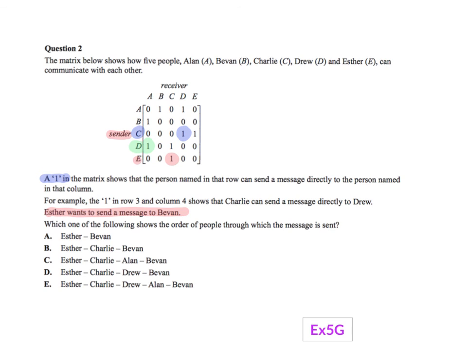So if we look at what we've done, we've gone Isa to, who did we go to? Charlie, to Drew, to Alan, and now we're on Alan. And can Alan go to Bevan? Yes. So we've got that last one. So where was that option in my multi-choice? E. Done.